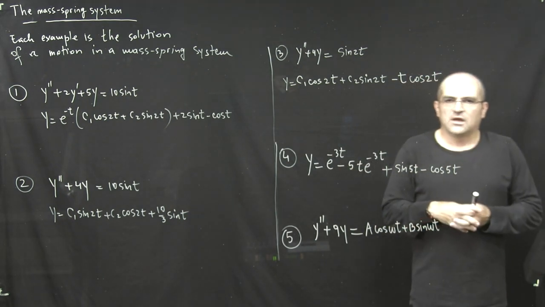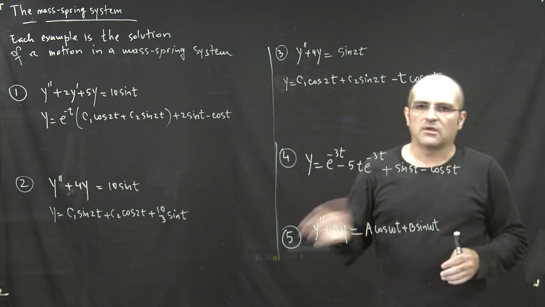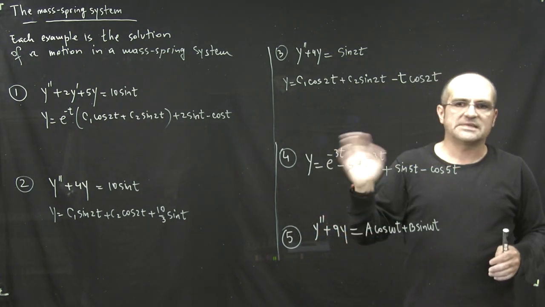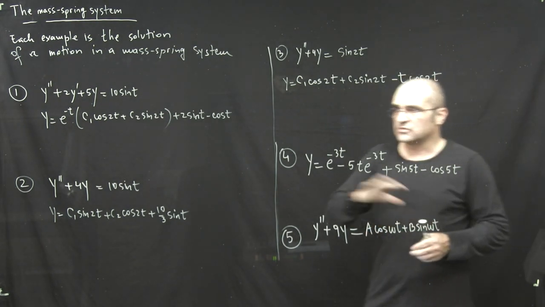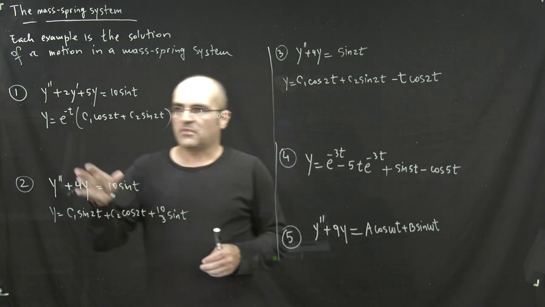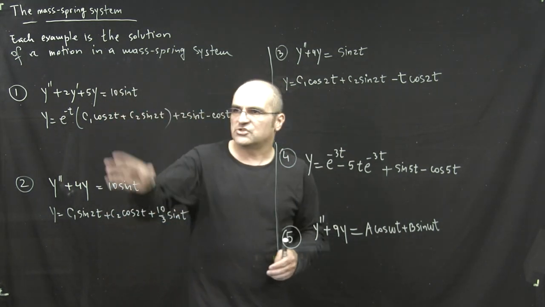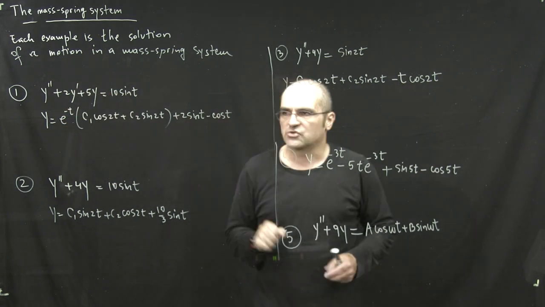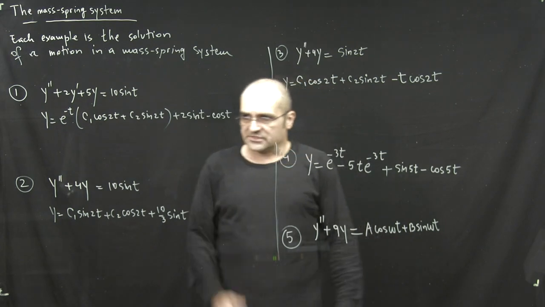So, to put the framework for the whole part here, each of these examples is the solution of a motion in a mass spring system. So let's assume what you see here basically comes from a mass spring system. So again, you can have various questions based on just the equation and the solution given to you. So let's go over a couple of these examples or questions.